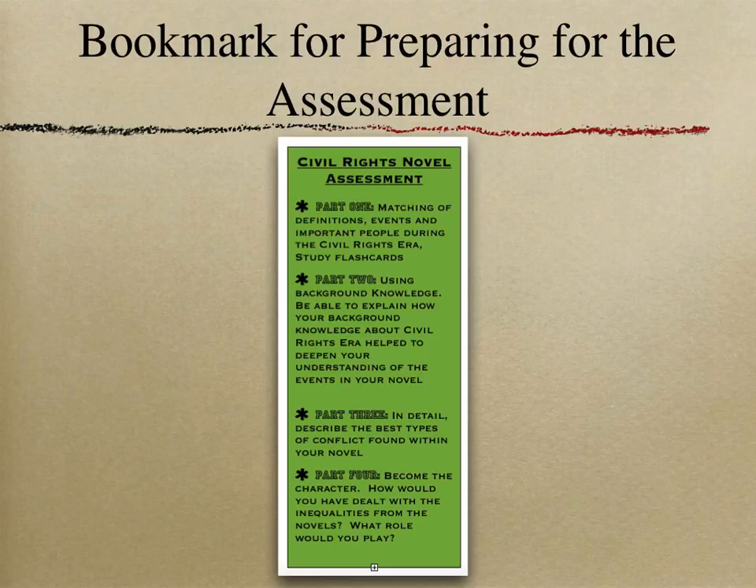So this is my bookmark that I created for preparing for their assessment on the civil rights, my social issues unit. And this has my essential questions in student-friendly format for the written part of the summative assessments. And then they can see the main parts of the final assessment. And all of these tie back into what they did in their reading portion, and also in some of the research and the activities we did before we started reading our novels.